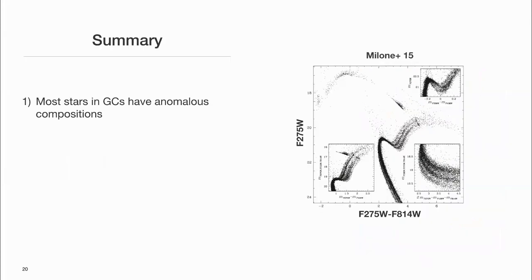So let's summarize what we have learned so far. One, most of the stars in globular clusters have anomalous chemical compositions.